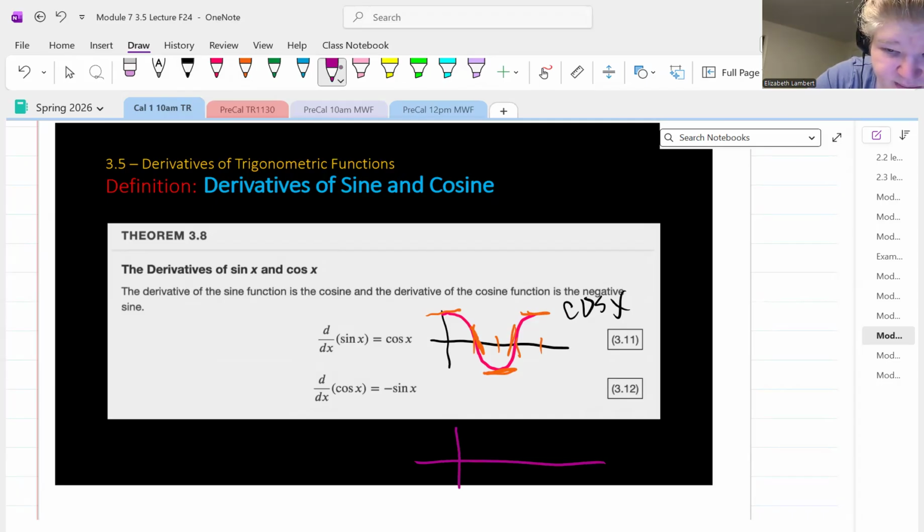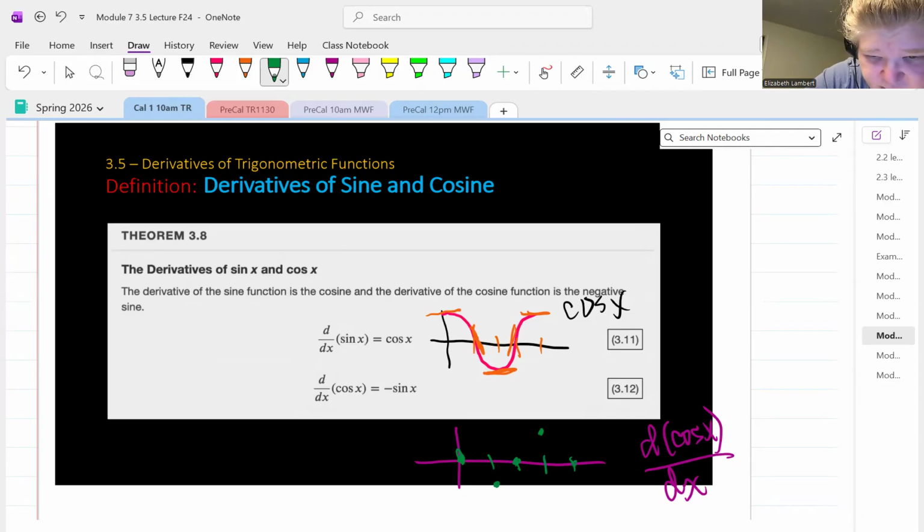And then this is going to be my derivative of cosine. That graph is 0 at 0. Then at our next key point, it's down at -1. Our next key point, it's back at 0. Our next key point is a +1 slope. And our last key point is back to a 0 slope.